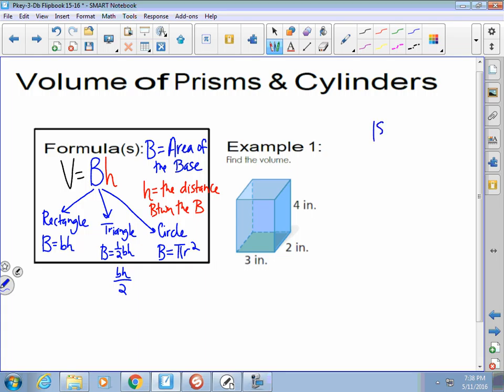The first thing we're going to do is identify and label the base, okay? Our base is right here, our rectangle at the bottom. And I'm going to put the B. You need to put the B, and we should be putting down two B's into the prism, so we can see the distance between those B's. So we're going to identify the base. We're going to find the area of that base.